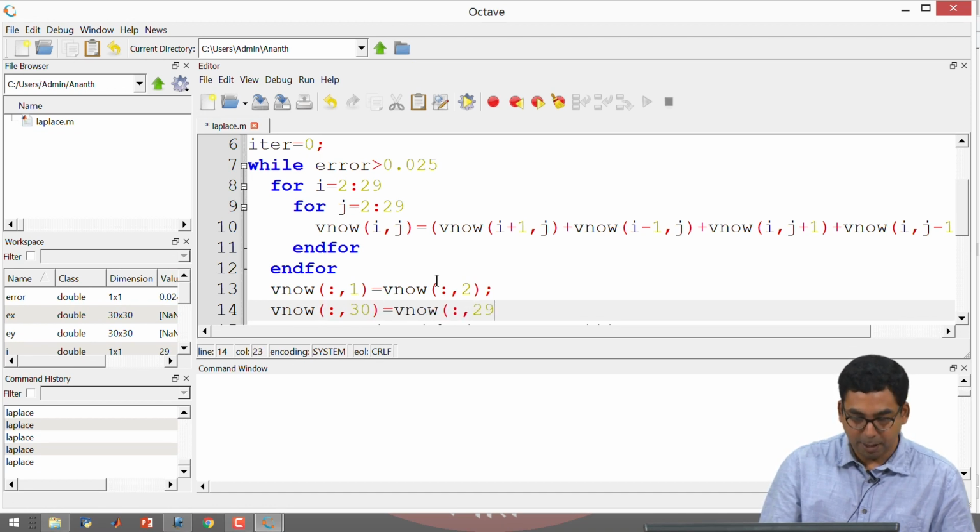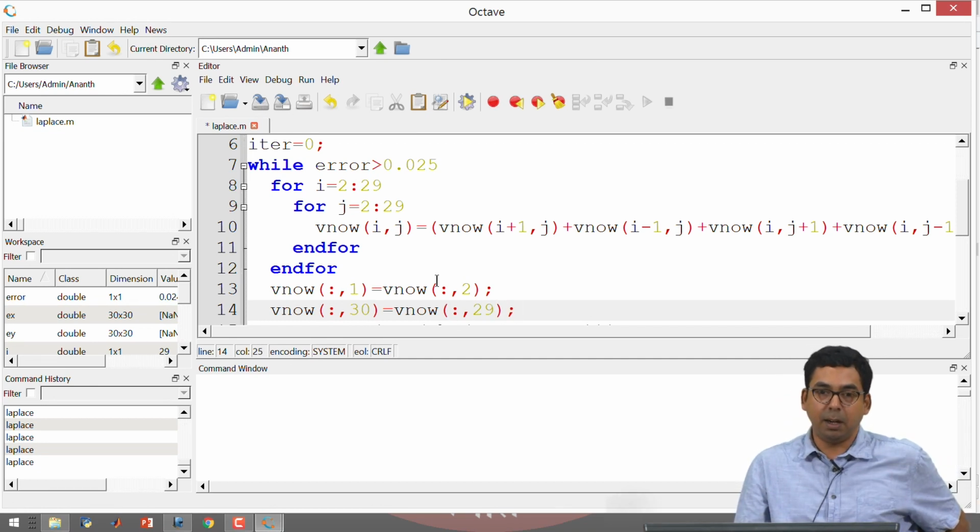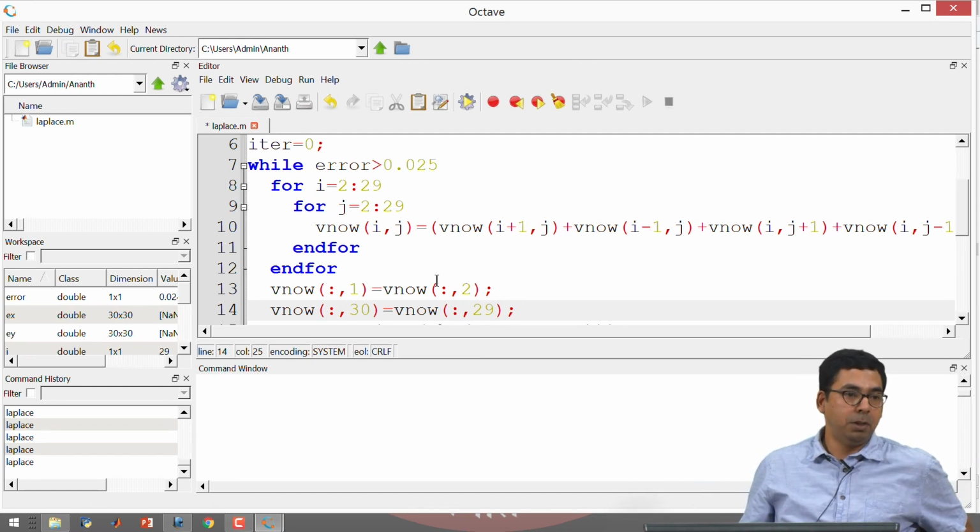Same way on the right hand side, V now of colon comma 30 will become V now of colon comma 29. Previously, V now of colon comma 1 and V now of colon comma 30 were not touched by your program at all, but now you are explicitly setting them to be the values present in the last calculated values of the voltages. This is a simple way of writing the boundary condition.